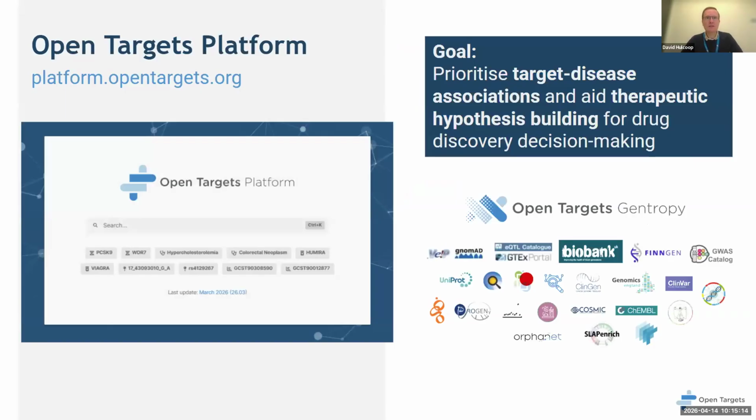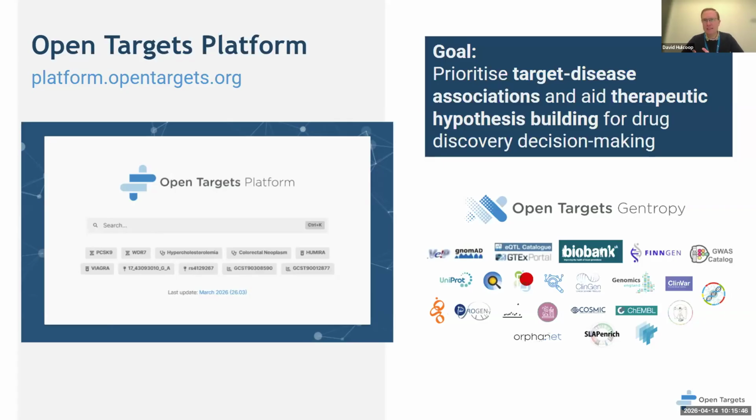So Open Targets, the consortium, makes the Open Targets platform. This is available at platform.opentargets.org. It's a freely available open source resource for the community. It's accessible via a web interface and also via things like APIs and MCPs, which I'll talk about a bit more later on. The goal of the website is to help people who are interested in targets find the diseases that they are associated with, and for people who are interested in curing diseases, find the targets that can address and bring benefits to patients.